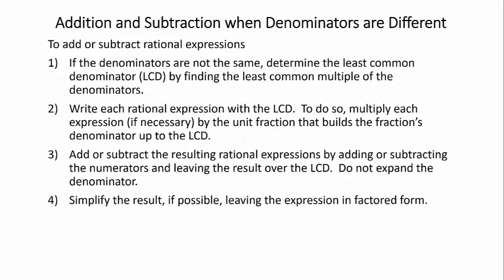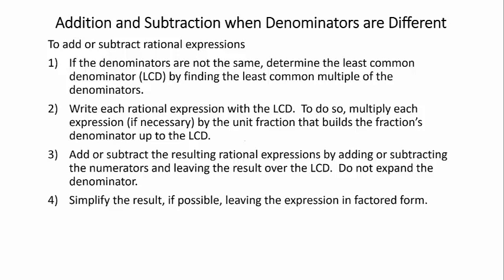Now we're going to look at what to do when we're adding and subtracting rational expressions and the denominators are different. So if the denominators are not the same, then we have to determine the least common denominator by finding the least common multiple of the denominators. So once we determine the LCD, we're going to write each term of the expression with the LCD. And to do that, we're going to multiply each expression, if necessary, by the unit fraction that builds the fraction's denominator up to the LCD.